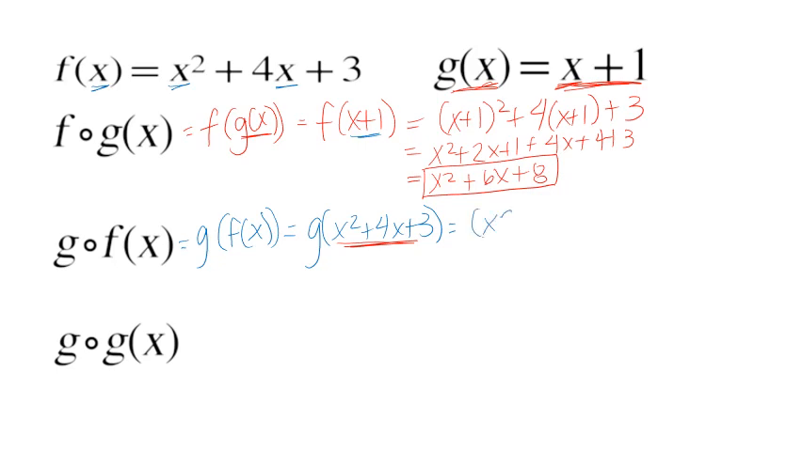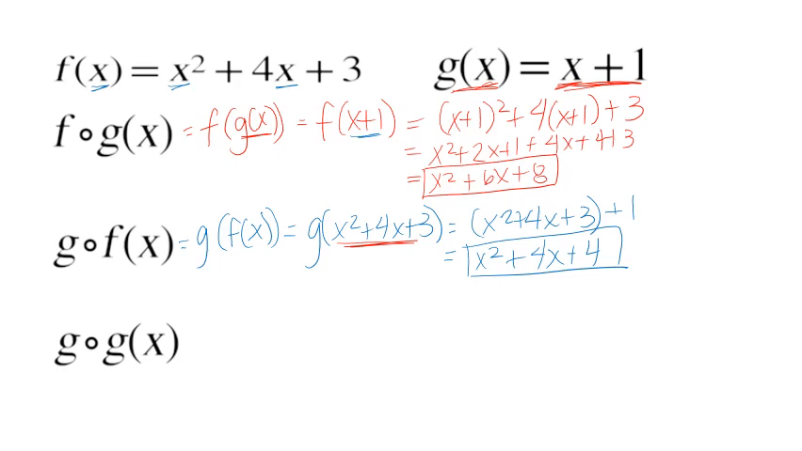So I'd have x squared plus 4x plus 3. That's replacing my x, and then plus 1. So this becomes x squared plus 4x plus 4. I don't actually need that parentheses there. Okay. Simple as that.